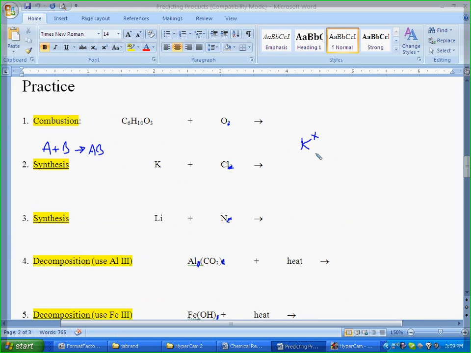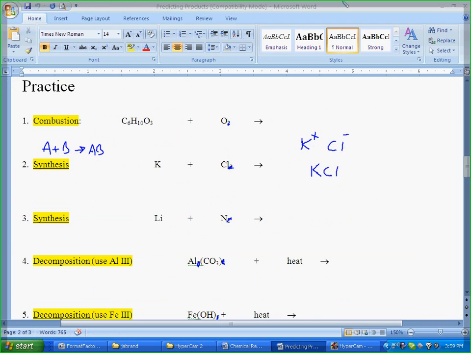So potassium has a +1, and I get that from the periodic table. And chlorine has a -1, and I get that from the periodic table. That tells me what the elements and their charges are, but I don't know how many of each. I don't know what the subscript is going to be. But if I have 1 potassium, that gives me a +1 charge, and if I have 1 chlorine, that gives me a -1 charge. The overall charge is balanced, so it's KCl.